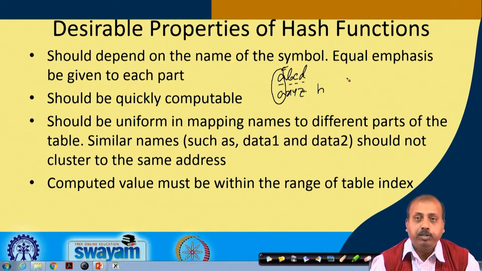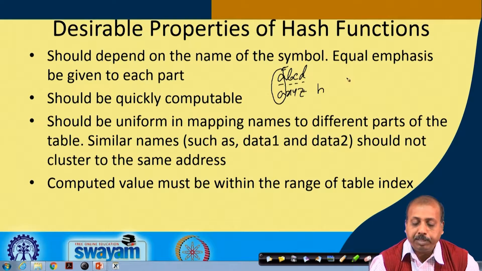It should be quickly computable. It should not take a lot of time to compute the function, because our objective is to reduce the access time for all the accesses that we are doing to the table. So, we will be computing this function h, and it should be quickly computable. So, that is another desirable property.